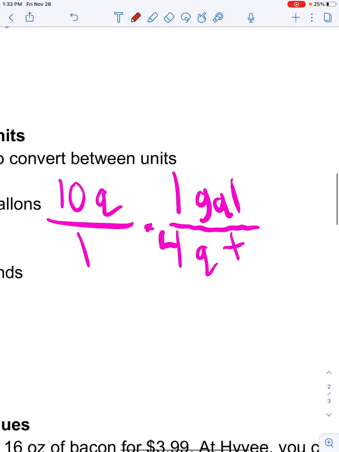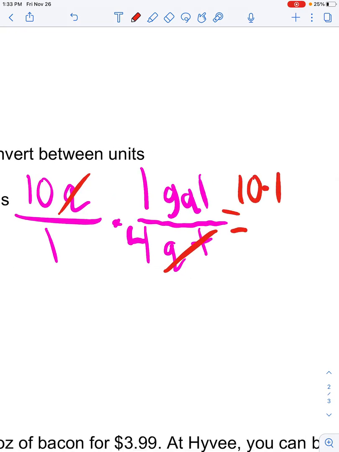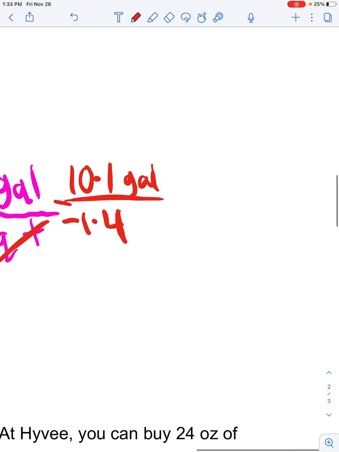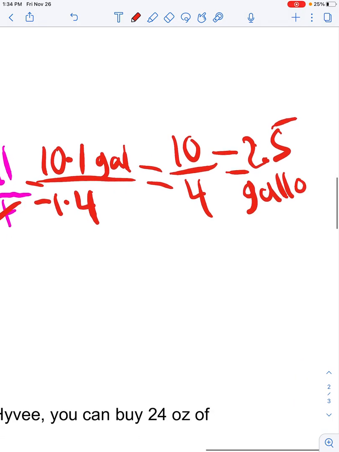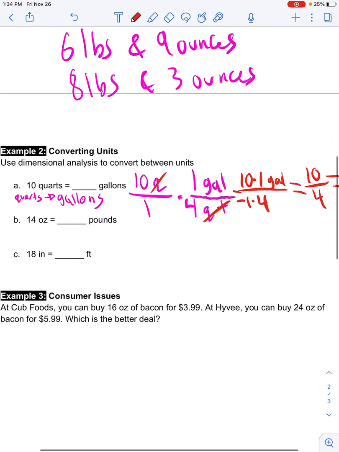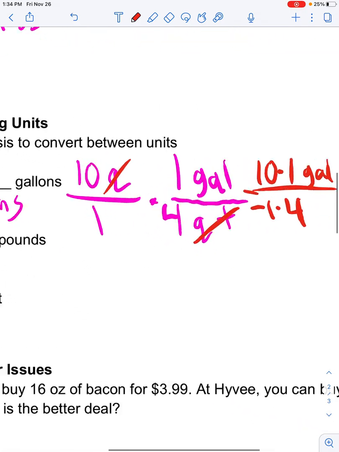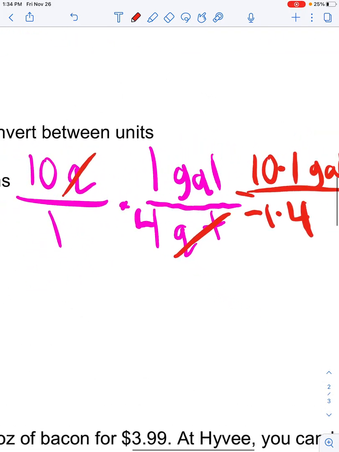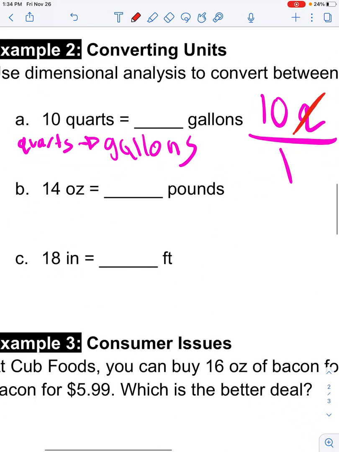Now when I look at this, I say, okay, quarts divided by quarts cancels out, which means I'm just left with 10 times 1 gallons on the top and 1 times 4. I don't really have any units on the bottom. 10 times 1 is 10, 1 times 4 is 4. So this is going to equal 2.5 gallons. Again, I apologize for the error at the beginning, but what you need to do is look at how can I cancel out this quarts unit so that I'm left with gallons.